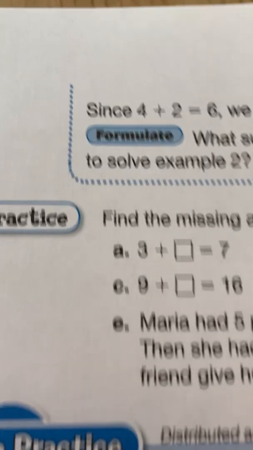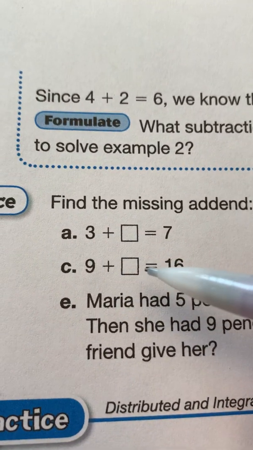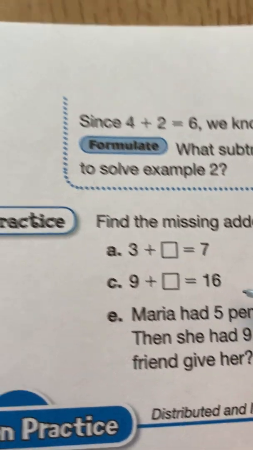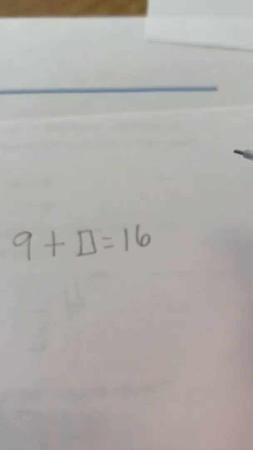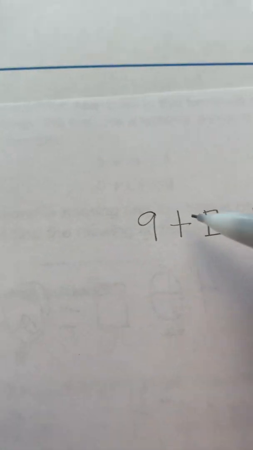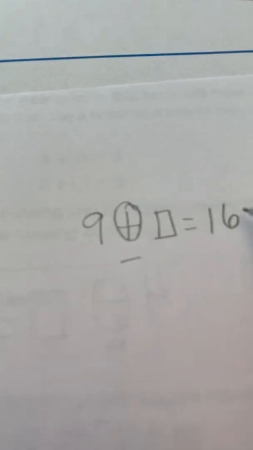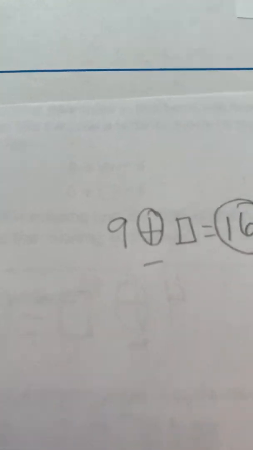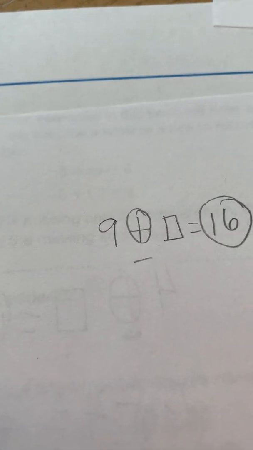Okay, our next one here, 9 plus, and again I have a box, equals 16. I'm going to write that up here. 9 plus my square equals 16, or my box. Again, I'm going to do the opposite of addition, which is subtraction. And I'm going to take the sum first, because remember, in subtraction, order matters.